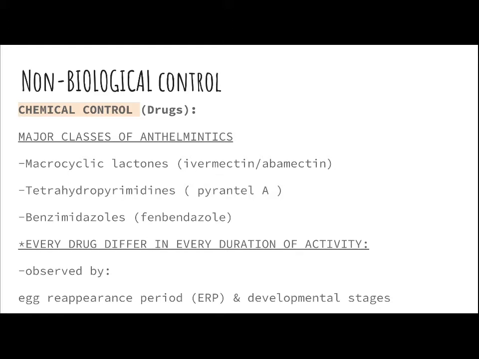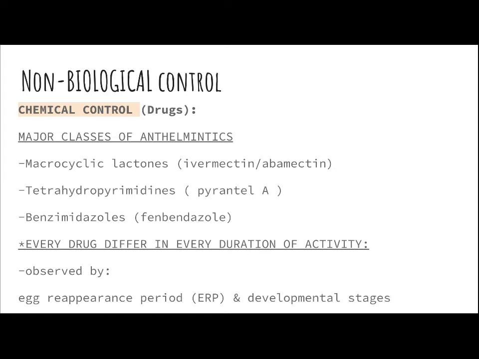The next type is tetrahydropyrimidines, also known as pyrantel. For your information, pyrantel is available as a paste or as a tartrate salt that can be used as a daily dewormer mixed in the feed. Pyrantel is also very effective against large and small strongyles, ascarids, and also pinworm.